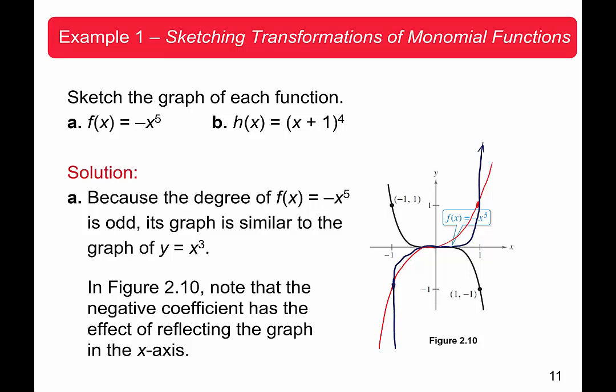Then once we have that, we apply the reflection about the x-axis. So this part becomes this mirror image right here, and this part becomes this mirror image right here. So we end up with f of x equals negative x to the 5th power by using the parent function together with the reflection, the transformation here.